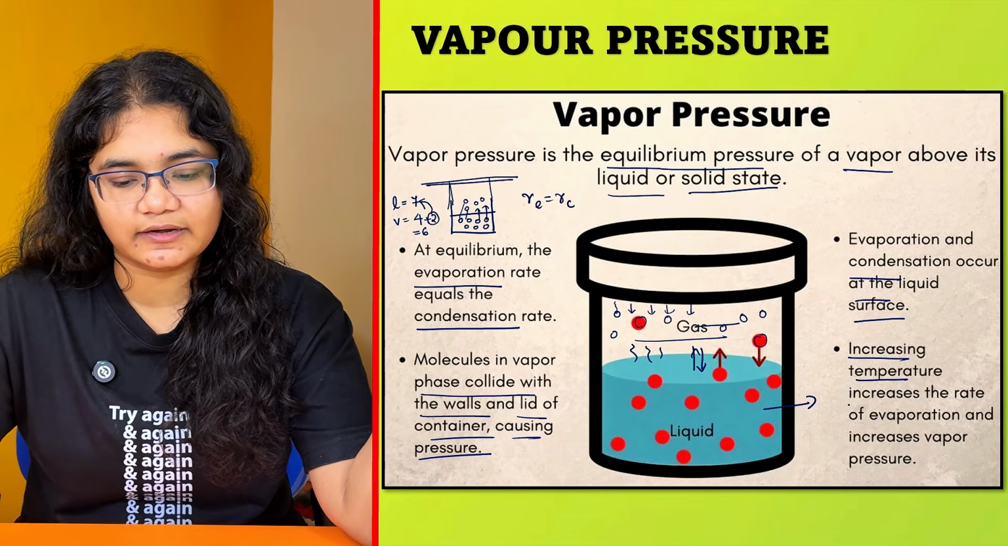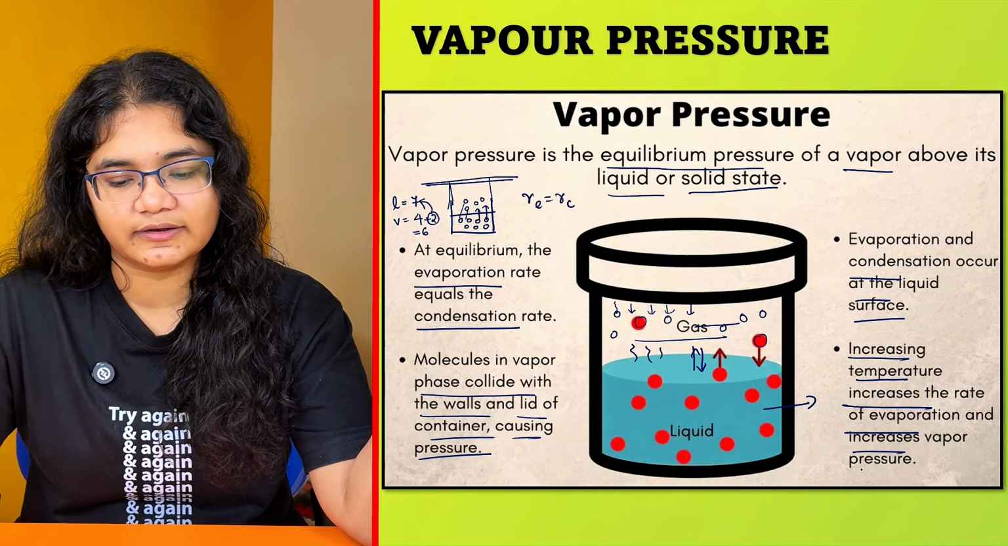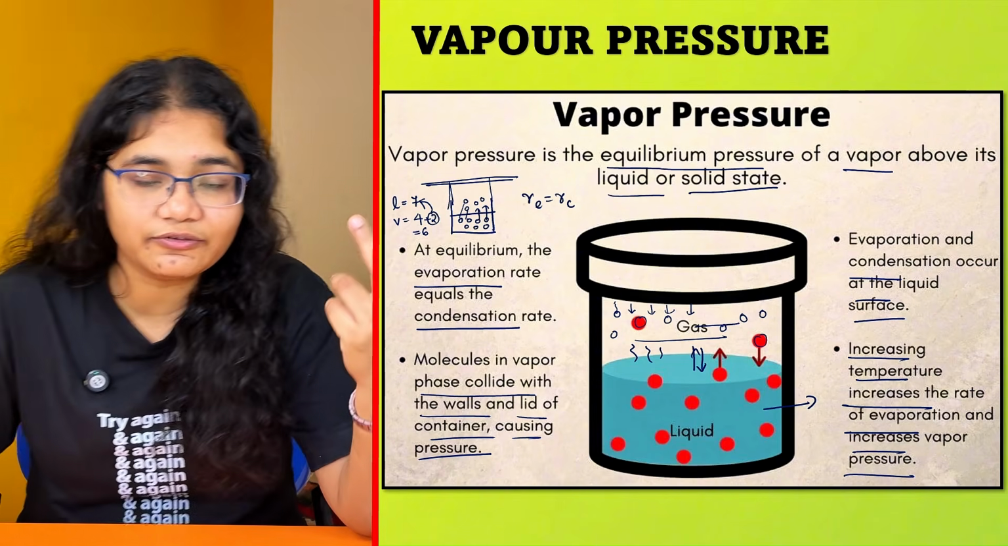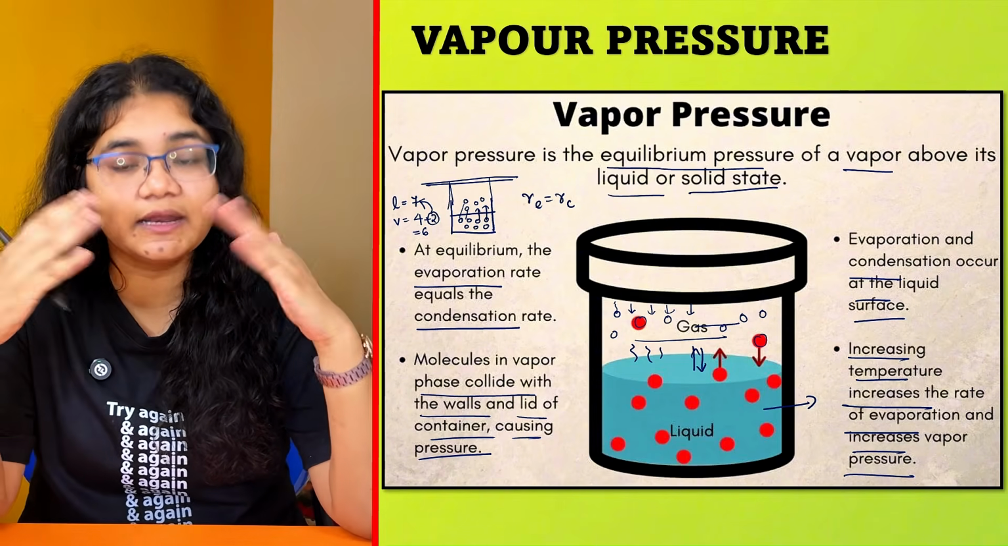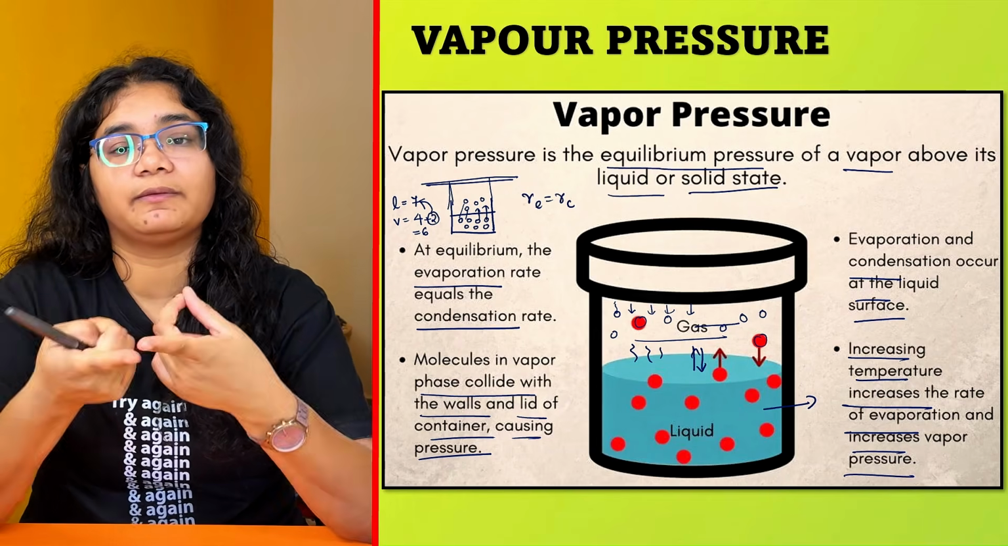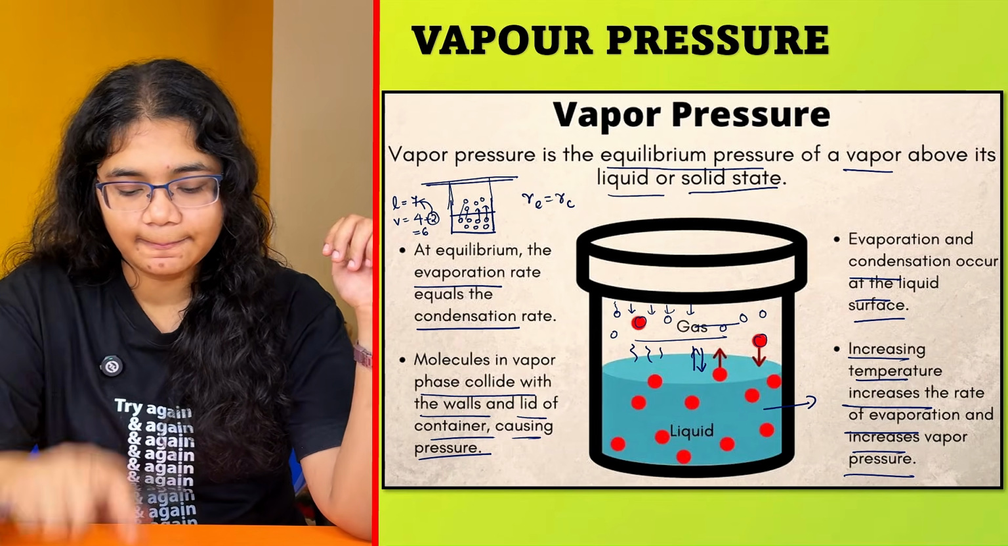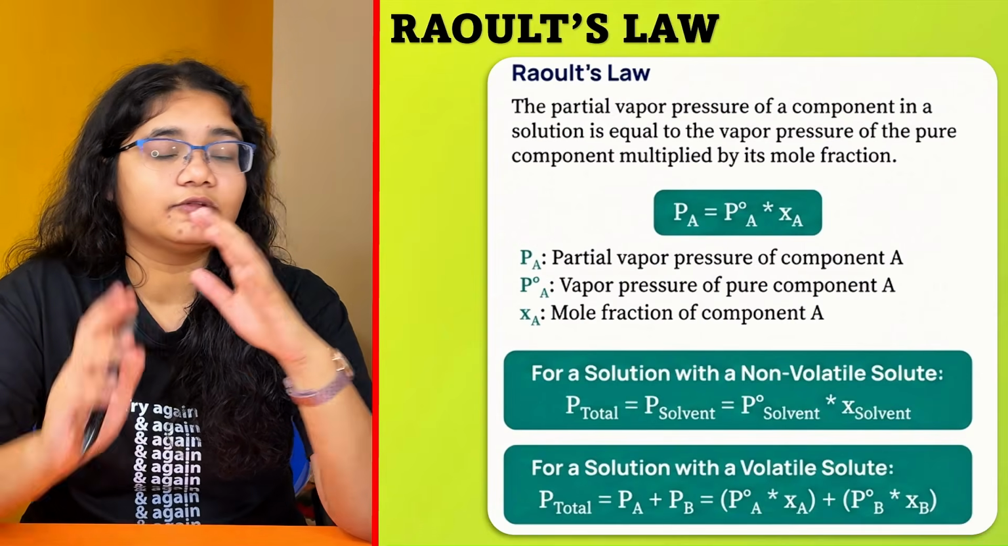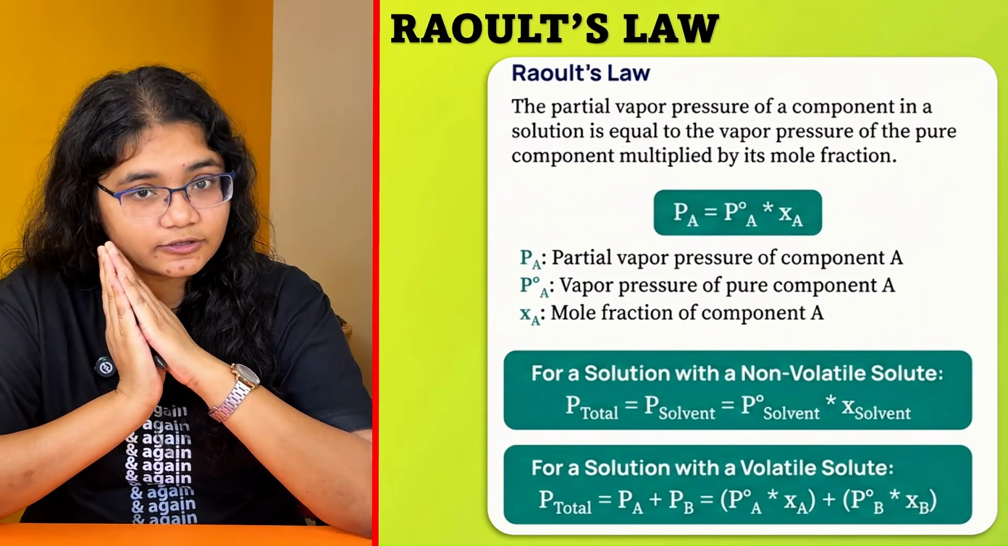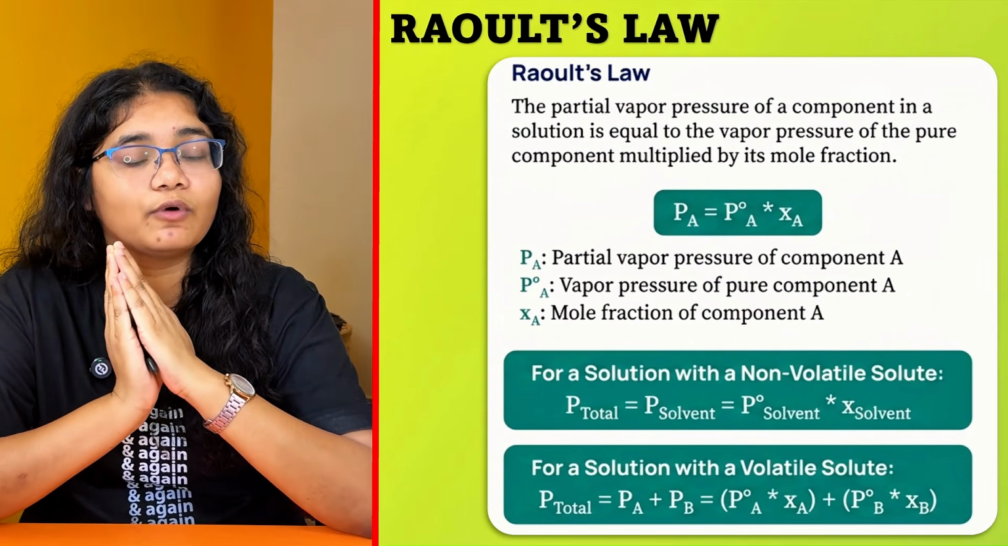Increasing the temperature increases the rate of evaporation and increases the vapor pressure. So if you increase the temperature, what will happen? More particles will evaporate and the vapor pressure will increase. Okay. So now let's talk about one of the most important laws. Once we have understood the vapor pressure, we'll talk about what Raoult's law is.